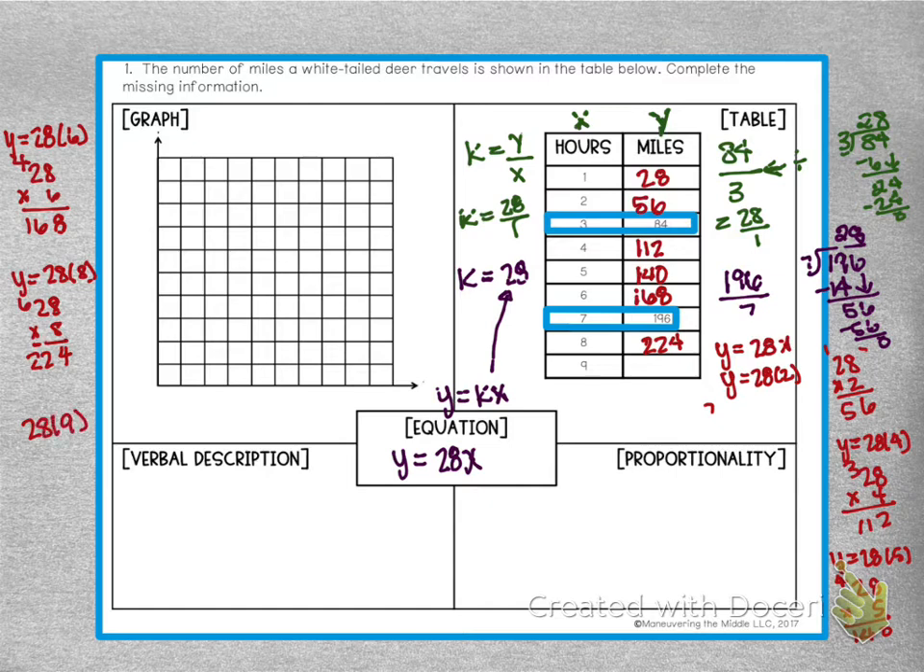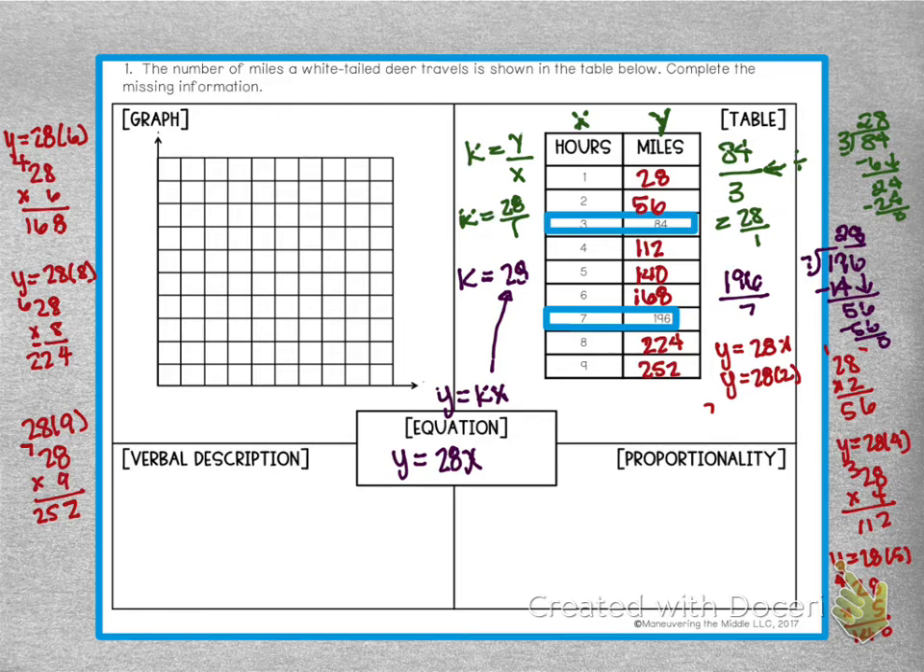And then last one. At 9 hours, the white-tailed deer traveled 9 times 8 is 72. 9 times 2 is 18. Plus 7 is 25. So 252. Okay. So now we have all the values from the table. So we could take that to make our graph.